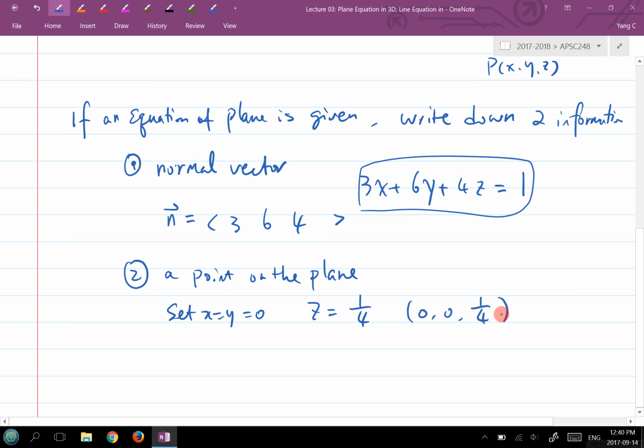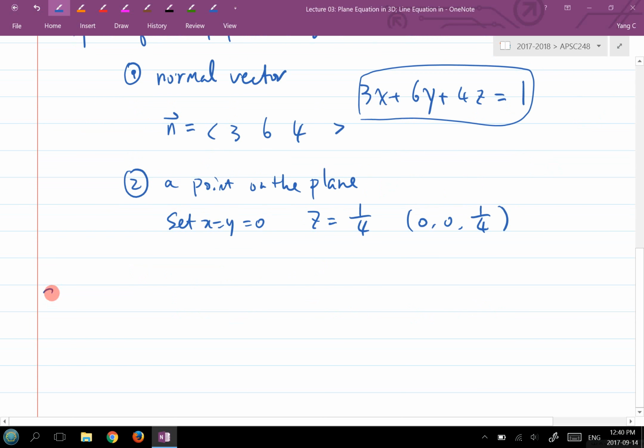Okay, good. So that's how you write down these two pieces of information, and then you can carry on using this information for any purpose of the question, right? So just bear in mind, there are always two directions. One is given some conditions, asking you to derive plane equations, and the other is given a plane equation and asked to do some other tasks.